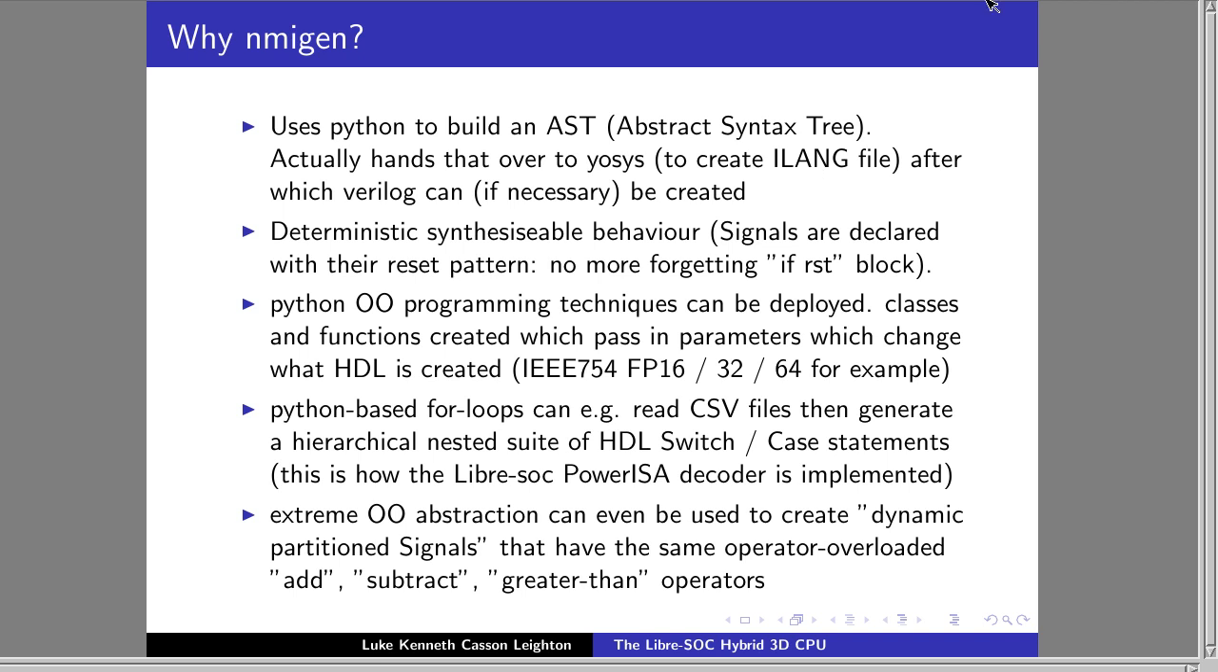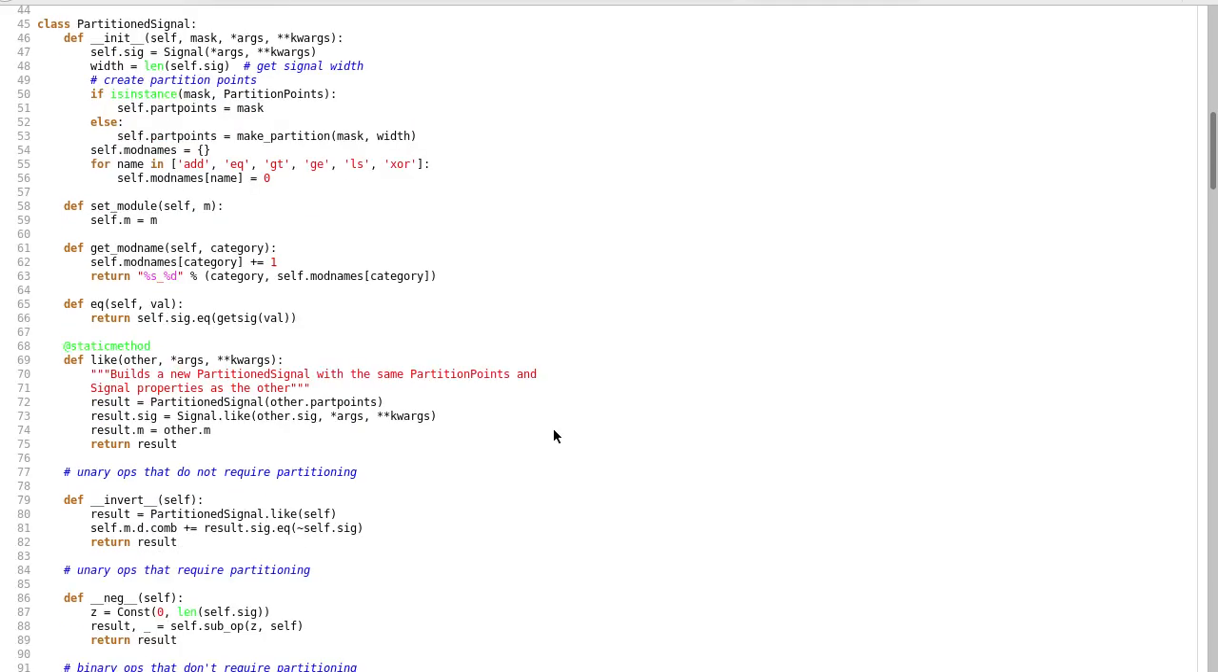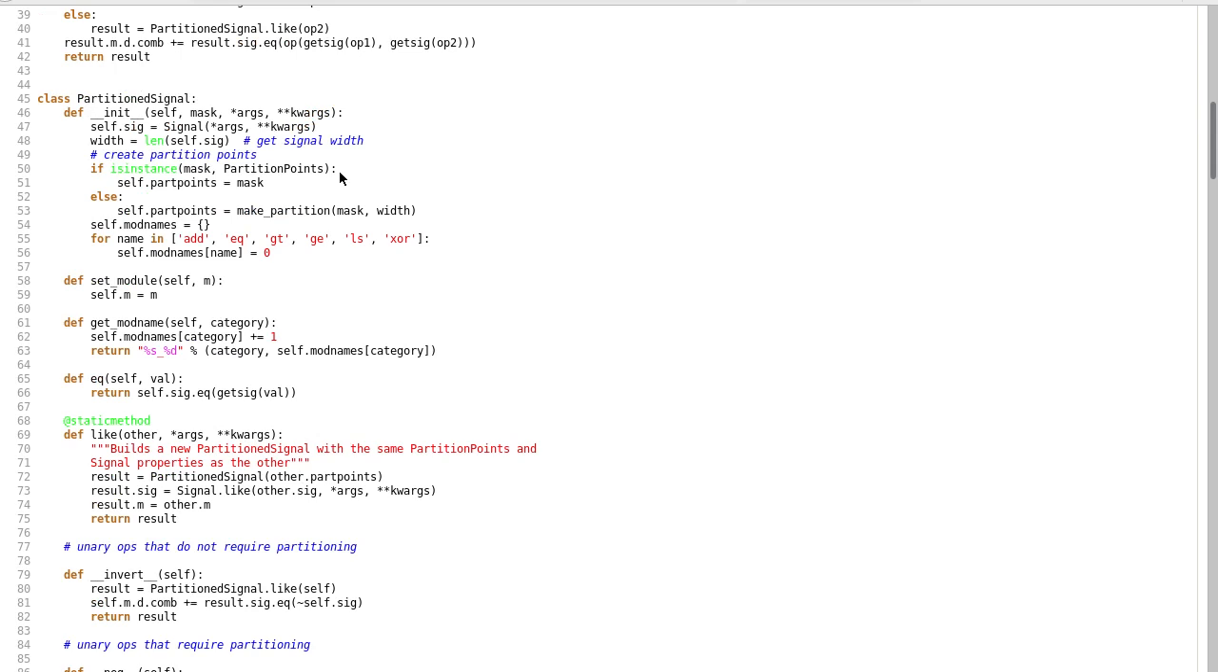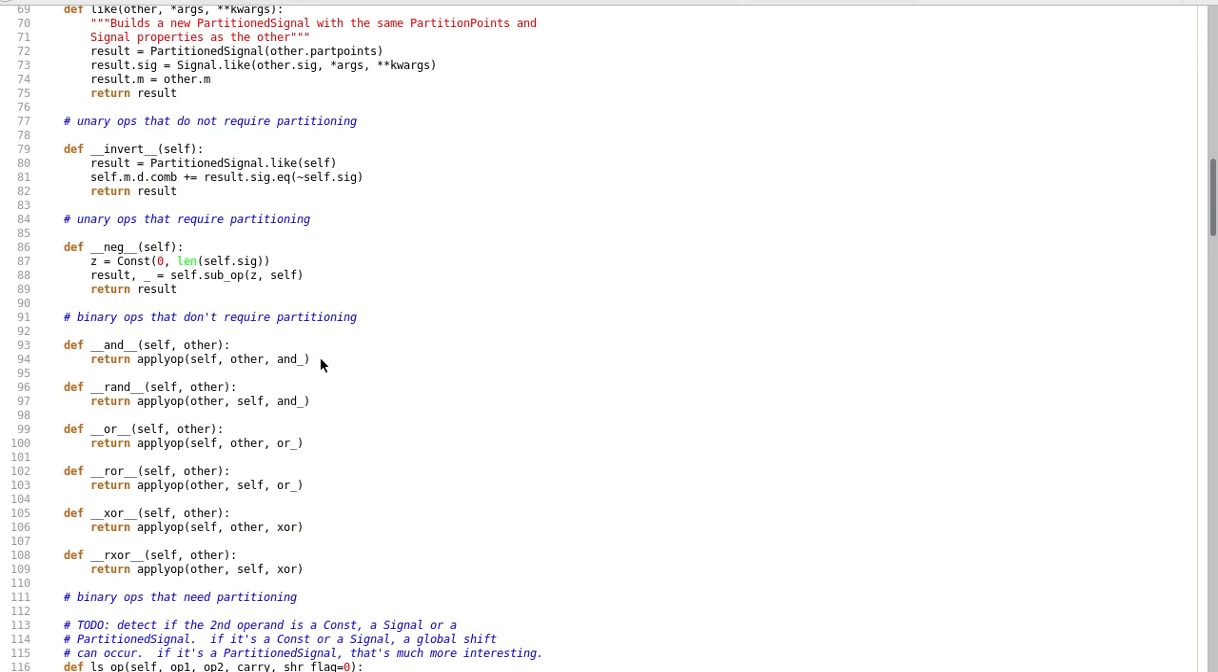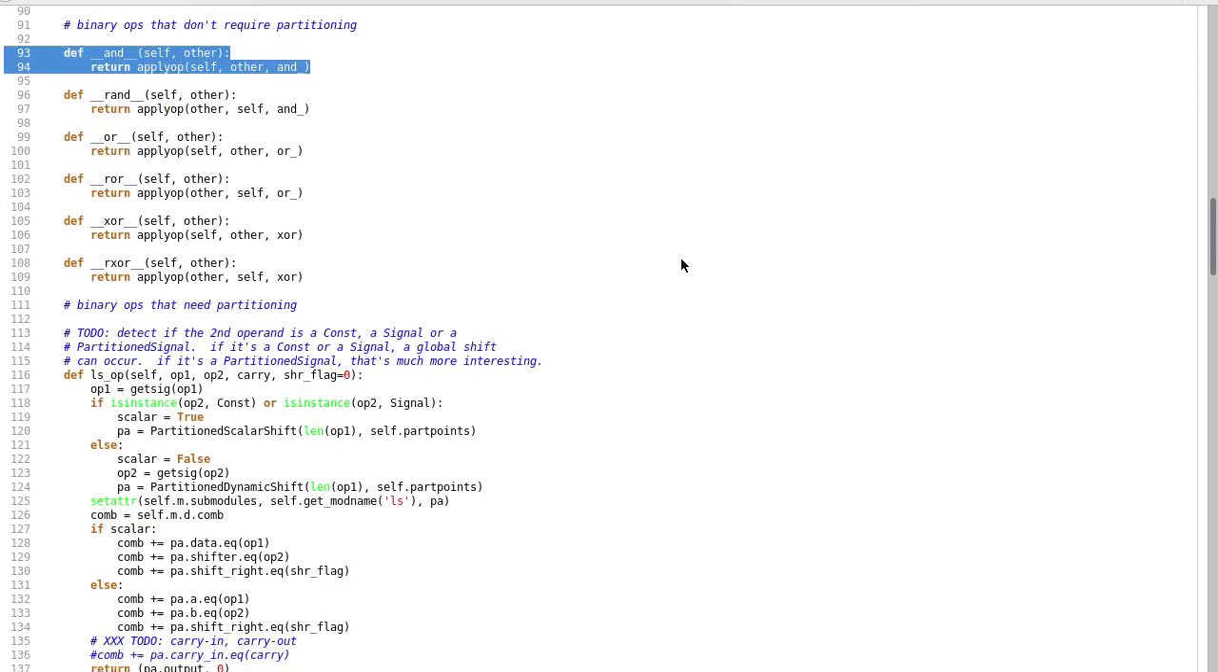I just want to briefly go over this with you. Here is our dynamic partition signal class. This is our SIMD class. And there's an underscore underscore and operator, which is the standard thing where if you do x and y, it calls underscore underscore and for you, and we are critically relying on that capability in Python. nMigen already does this, but it does it for a signal only, and we're doing it in this dynamic partition signal.